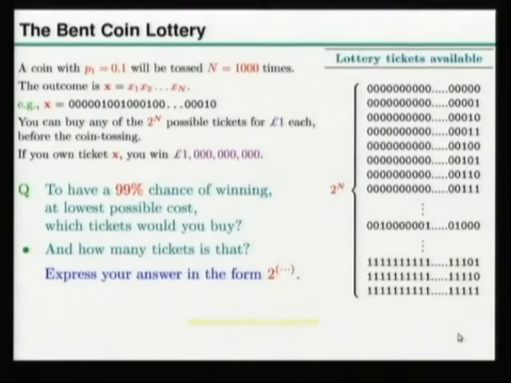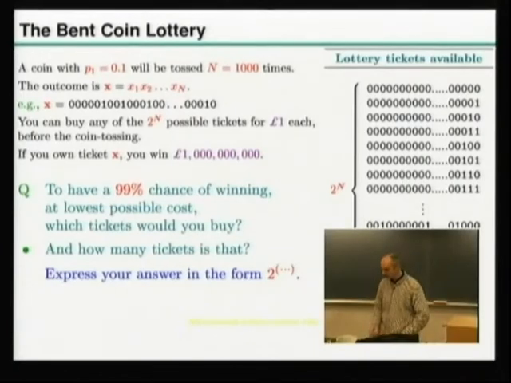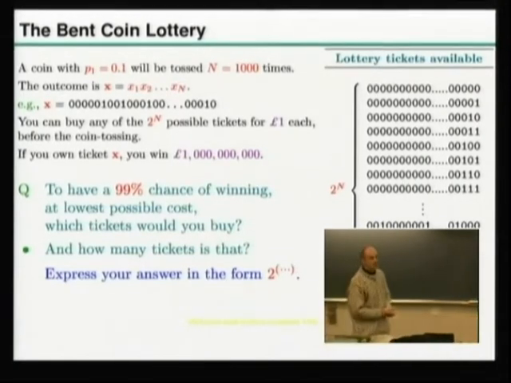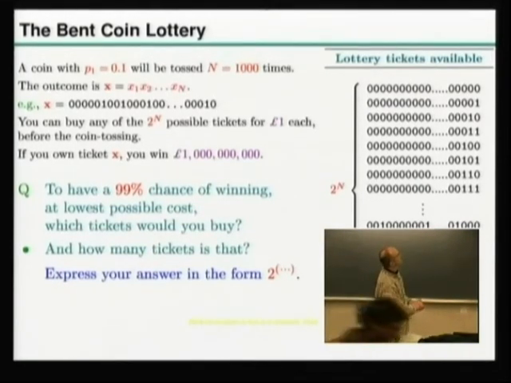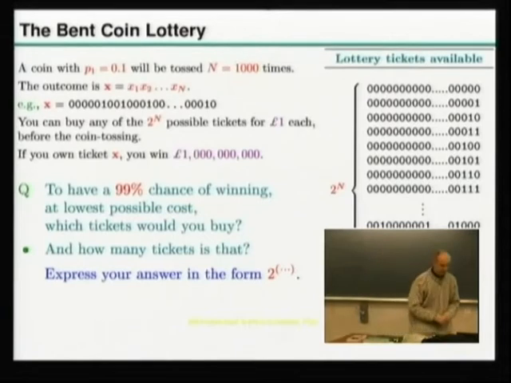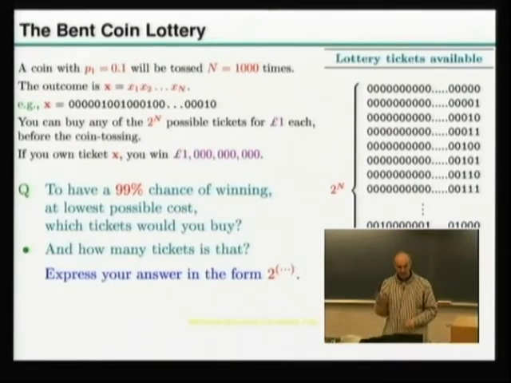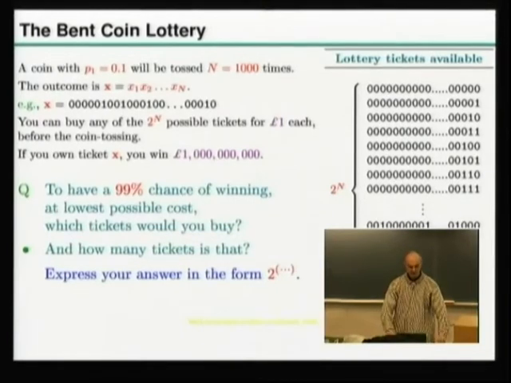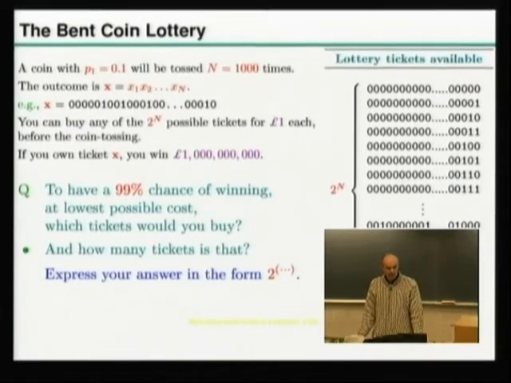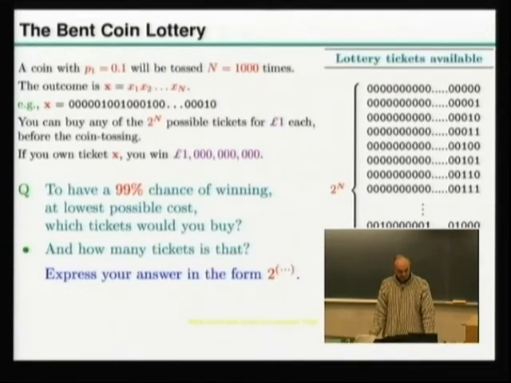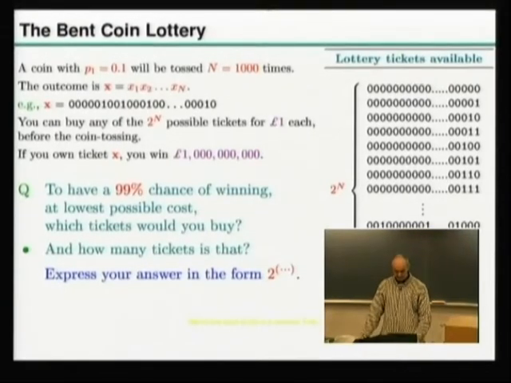So, I asked you last time to have a think about this bent coin lottery puzzle. We'll come back to this very soon. The bent coin lottery involves tossing the bent coin 1,000 times to determine which is the winning ticket, and if you own the winning ticket, you win a gazillion pounds. And the question I asked you was, if the mafia boss tells you that you must buy enough tickets from the shop to guarantee a 99% chance of winning the prize, which tickets would you buy, assuming that you try to minimize the cost of the tickets? They cost you a quid each. And how many tickets would that add up to? Okay, so we'll come back to that in a moment.